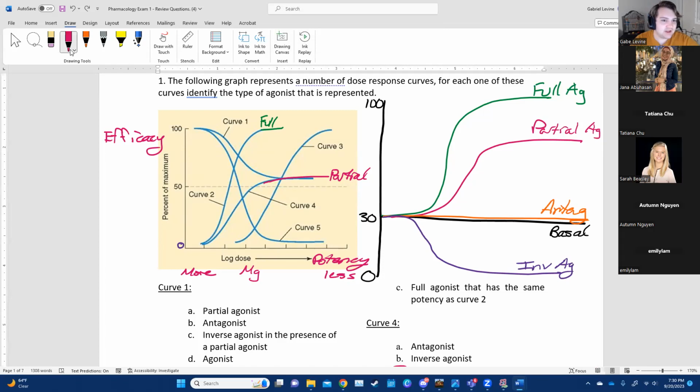Now, in the answer key, it originally said that this is an agonist. That was wrong. I found on their Facebook that it was the wrong letter. It was not an agonist, because we know an agonist can only increase the response.